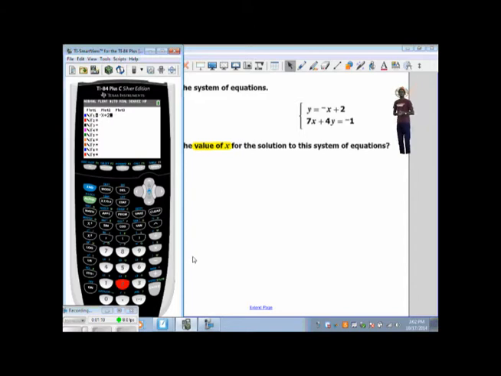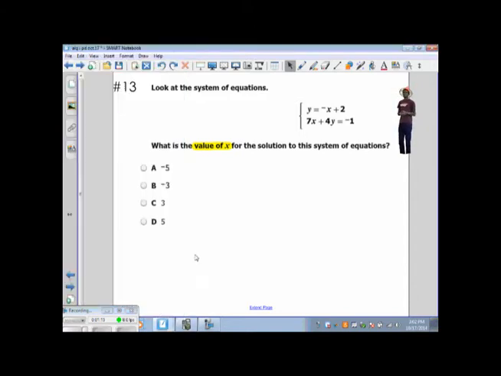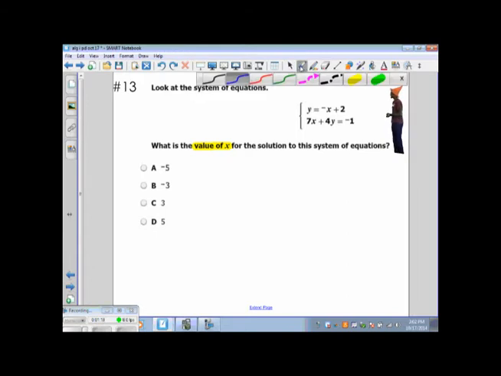And hold up, our second equation does not solve for y, so we got to go and do that. So we're going to go back to our screen, and we're going to take that second equation.